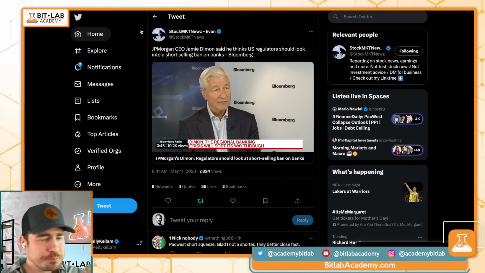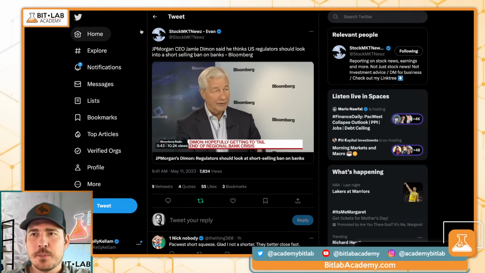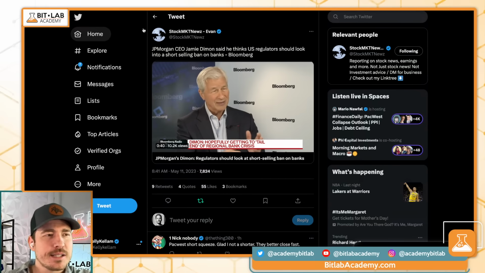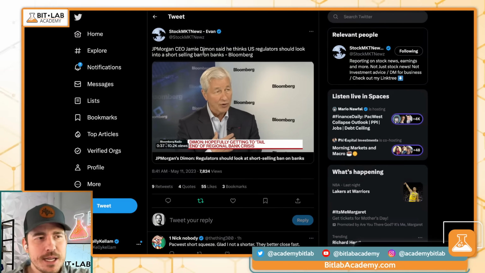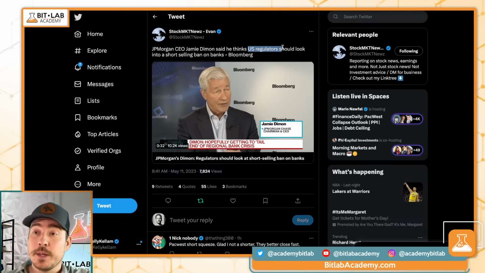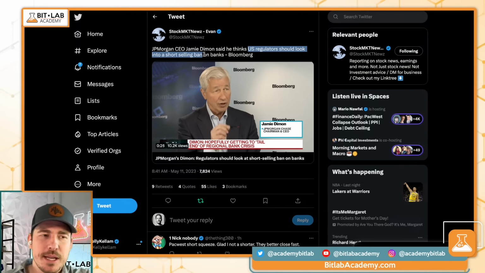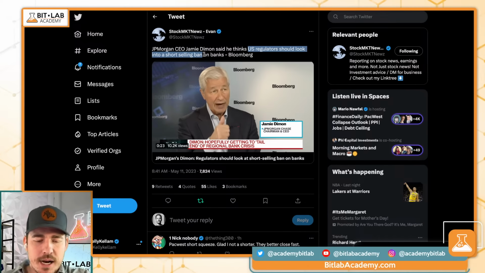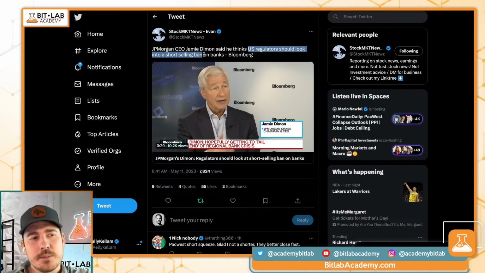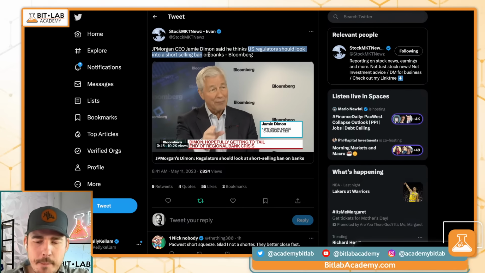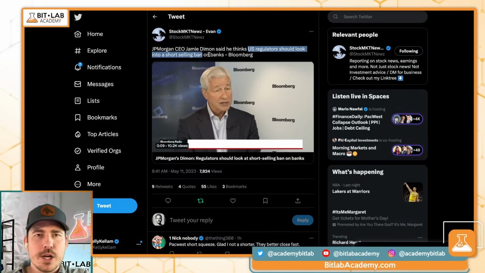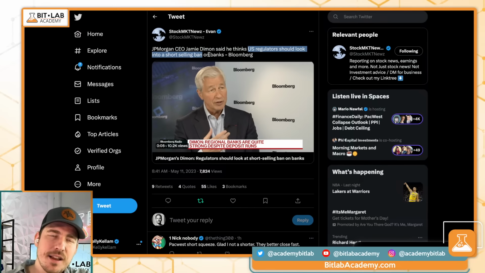So first things first, this should be cause for not concern, but awareness in terms of what's happening with the banking sector. JP Morgan CEO Jamie Dimon said he thinks U.S. regulators should look into a short selling ban on banks. Now, this should be concerning for anybody in the traditional finance ecosystem, because he would not say this unless he had some awareness about the contagion that very likely could spread to more regional banks and have more cascading failures in the banking system.